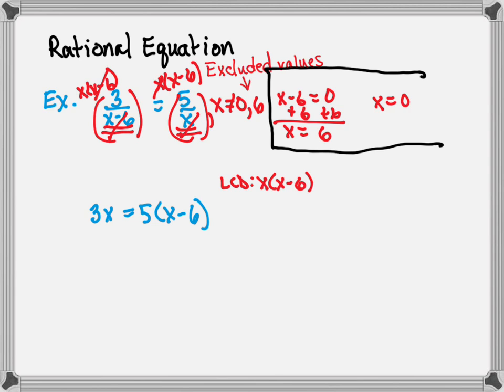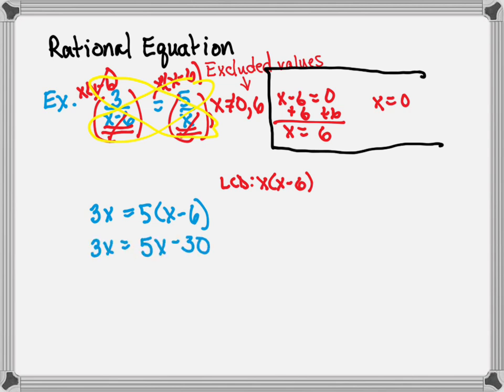Now I can just continue solving this as a regular linear equation. I would have also gotten this same result, because this was a proportion, if I had cross multiplied and set them equal at the beginning. So if I had done 3 times x, I would have gotten my left-hand side. And if I had done 5 times x minus 6, I would have gotten my right-hand side. But finding the LCD and multiplying all the terms through by it is a more general way of doing it and will work if we do not have a proportion.